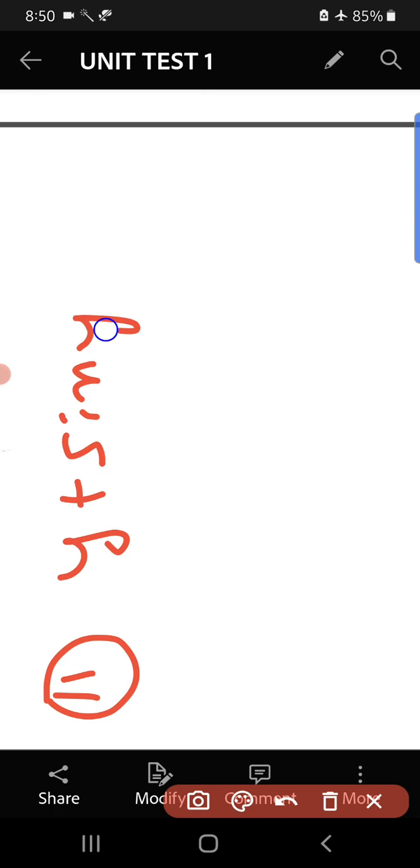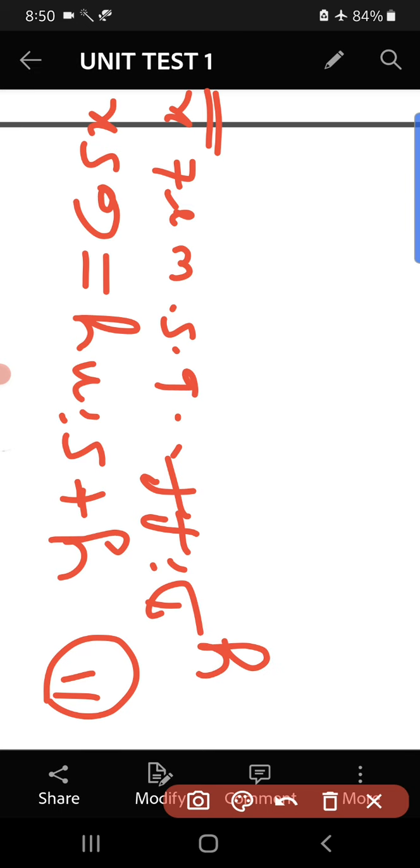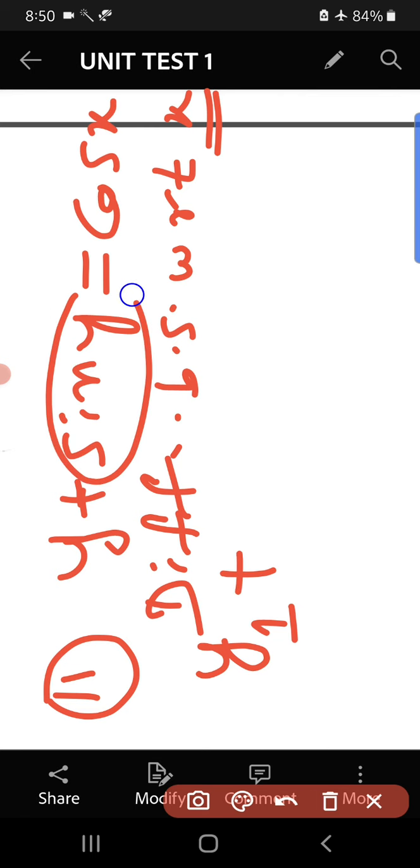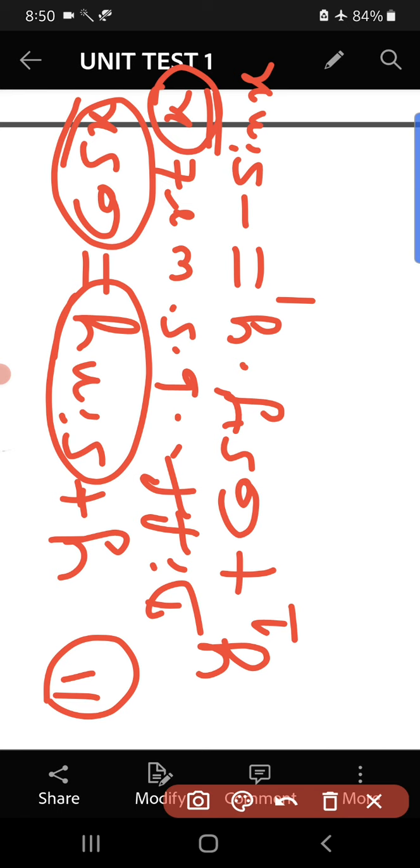So let us go for 11th problem. So what is given? Y plus sin y is equal to cos x. Then we have to find dy by dx. Let us differentiate both sides with respect to x. Then we'll get, derivative of y is dy by dx, or I will write y1, plus the derivative of sin y with respect to x, cos y into derivative of y with respect to x, I'll write y1. Then on the right hand side we have cos x. Derivative of cos x is what? Minus sin x.